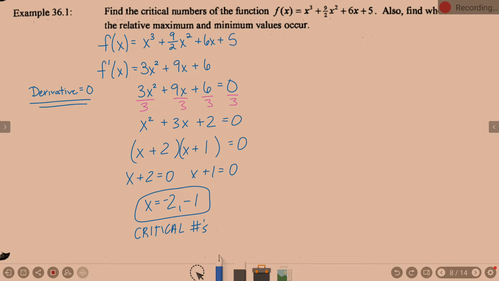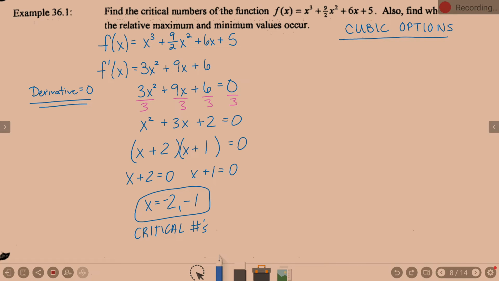Now, there's a couple of different ways we can figure this out. And it all kind of depends on the situation, what we're doing. First of all, what was my original equation? It was a cubic, right? So, what could a cubic graph for x cubed plus 9/2 x squared plus 6x plus 5 look like?